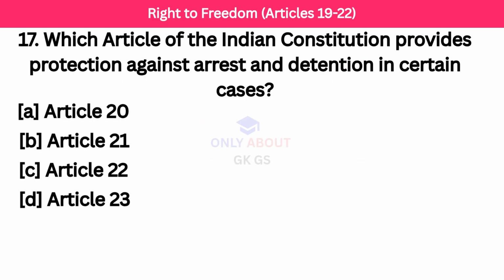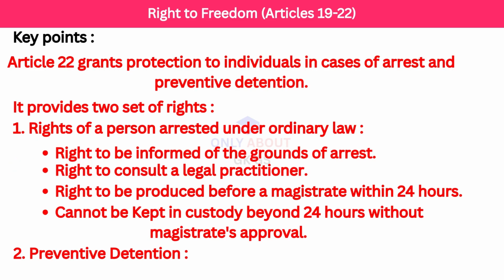Your last question. Which article of the Indian Constitution provides protection against arrest and detention in certain cases? Correct answer, Article 22. Key points. Article 22 grants protection to individuals in cases of arrest and preventive detention. It provides two sets of rights. 1. Right of a person arrested under ordinary law. Right to be informed of the grounds of arrest. Right to consult a legal practitioner.